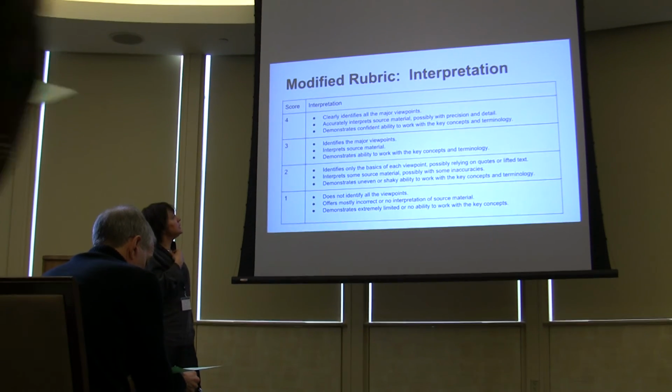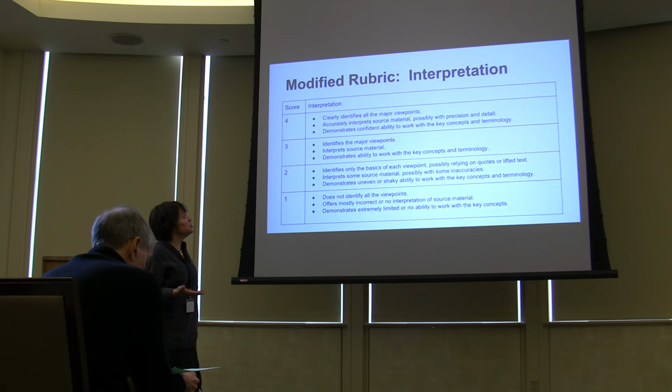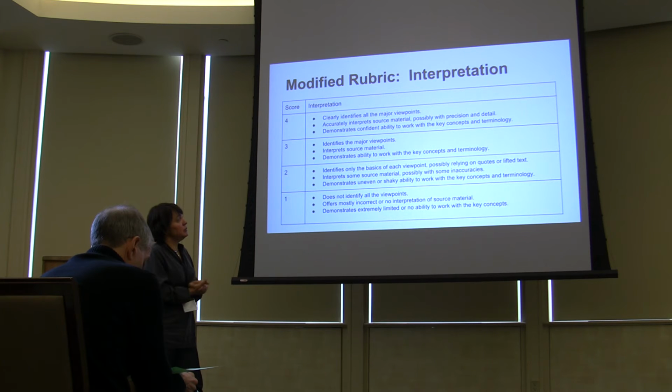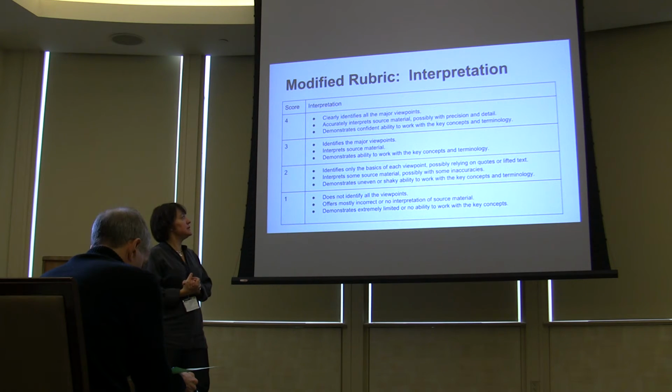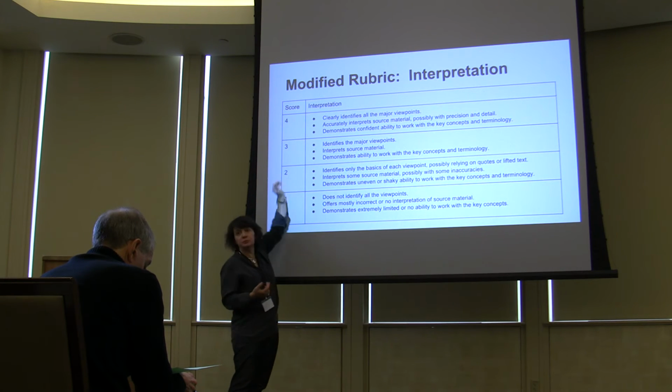So in the case of interpretation, maybe identifies only the basics of each viewpoint, possibly relying on quotes or lifted text. Interprets some source material, possibly with some inaccuracies. So you didn't read, you misunderstood what this author was saying. And demonstrates an uneven or a shaky ability to work with the key concepts and terminology. So there was an attempt made, but it's not there yet. And then 1, the lowest point, does not identify all the viewpoints, offers mostly incorrect or no interpretation of source material, and demonstrates extremely limited or no ability to work with the key concepts. So remember that this one was the first two score levels squished together, and the top one was the top two squished together, and I left these pretty much as is.